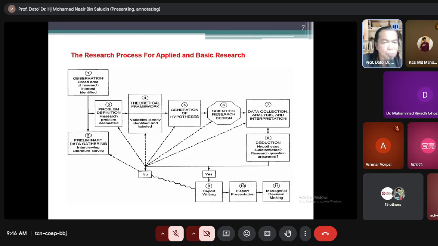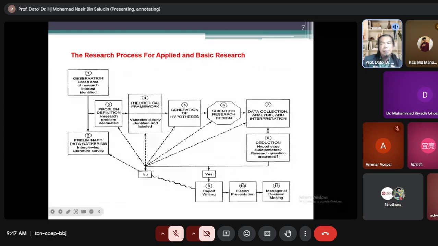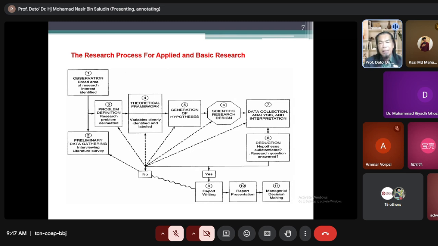Number 3, problem definition. Research problem is delineated. Number 4, theoretical framework. The variables are clearly identified and labeled. If no, you go back to the preliminary data again. And if yes, the generation of the hypothesis. That means you have the conceptual research framework already. From there, it gives direction to the hypothesis. And then scientific research design, data collection, analysis, interpretation, and deduction, hypothesis substantiated, research question answered, and report writing, report presentation, and managerial decision making. That's all. Very easy.